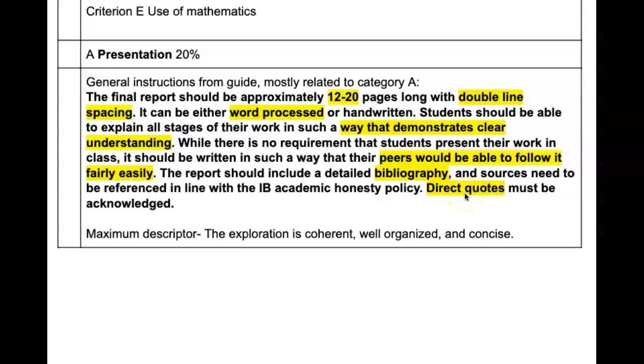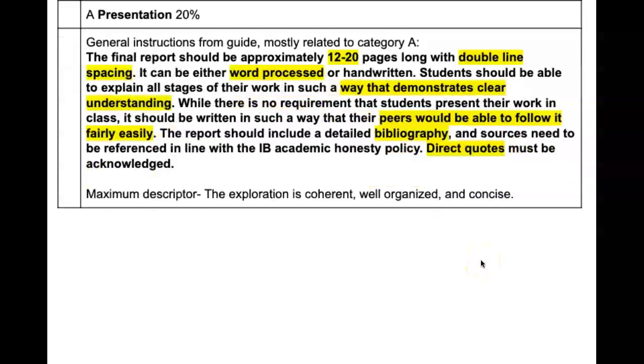Direct quotes. Yes, of course, direct quotes should be acknowledged, but I would wonder why you are putting a direct quote in a math IA, okay? Oftentimes I see people citing math explanations out of a textbook or a website, and that is about the dumbest thing you could do in a math IA, because you've taken an opportunity where you could have demonstrated your math understanding, and instead you copy word for word an explanation by somebody else, which absolutely shows no understanding. So you shouldn't really be using direct quotes anyway, okay?